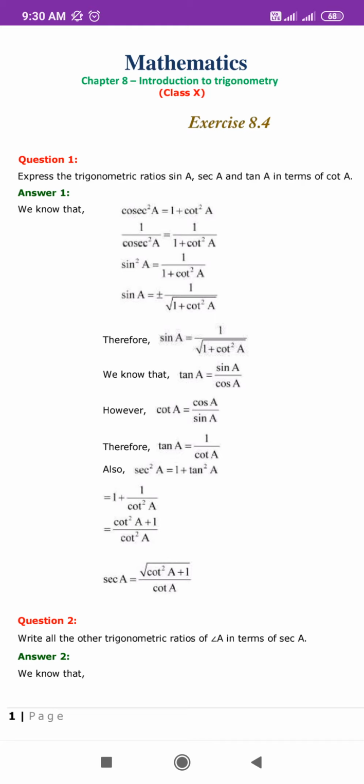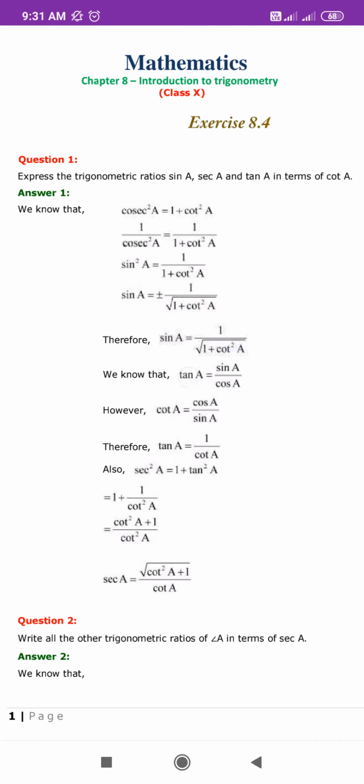So cosec square A is equal to 1 plus cot square A. Now, taking the reciprocal on both sides, it will be 1 upon cosec square A is equal to 1 upon 1 plus cot square A. 1 upon cosec square A is sin square A, so sin square A is equal to 1 upon 1 plus cot square A, and sin A is equal to plus minus 1 upon under root 1 plus cot square A. After this, you can observe that sin A is represented in the form of cot A. That is what we had to prove in this question.